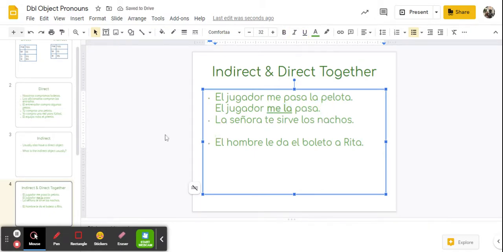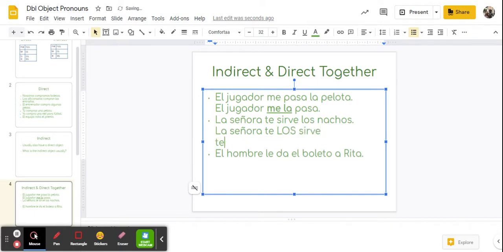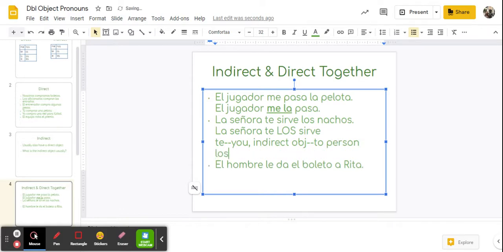Here we have la señora te sirve los nachos. She serves you the nachos. Now I'm going to say she serves you them. So I'd have la señora te los sirve. So on here, for the pronouns, te would be for you, who she serves them to. That's the indirect object because it's like to the person. Whereas los here, that's going to be my it. Actually, it would be them because it's representing my nachos. And that would be a direct object because it's the item.